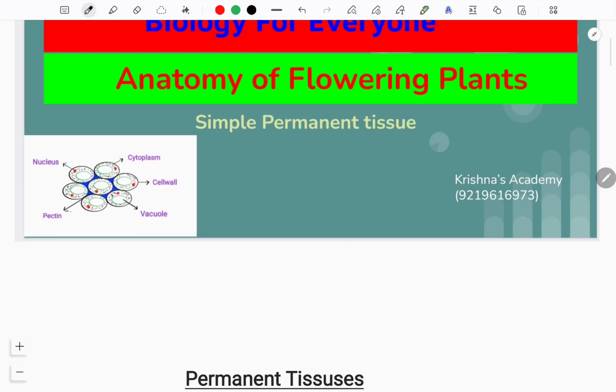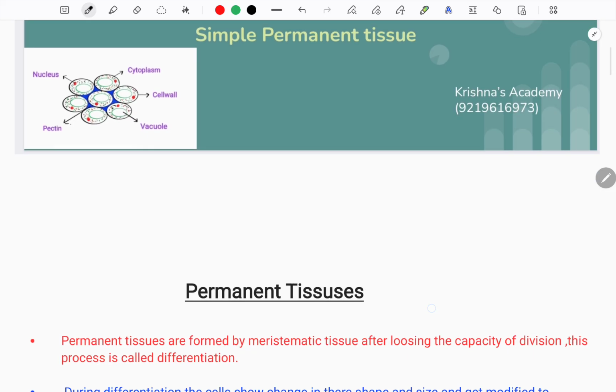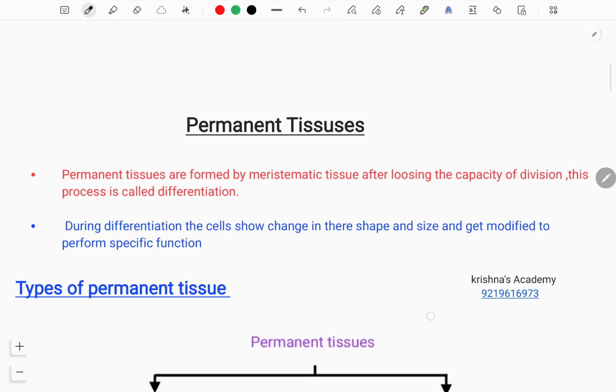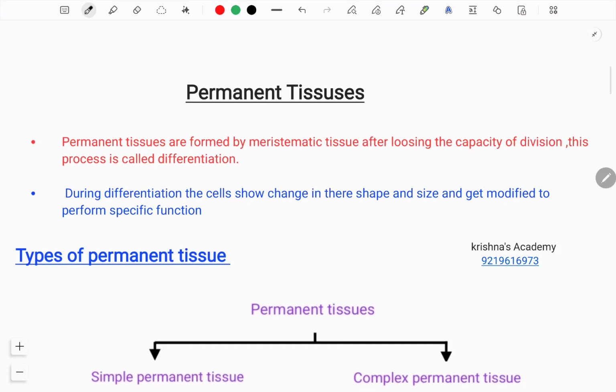Before starting the simple permanent tissue, we will discuss the permanent tissue. What is permanent tissue? How are these formed? These are the basic points. In the previous class, we studied three different terms: differentiation, dedifferentiation, and redifferentiation. And the permanent tissues are formed from meristematic tissue after losing the capacity of division. This process is called differentiation.